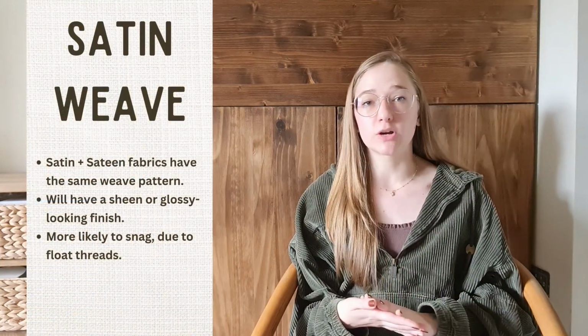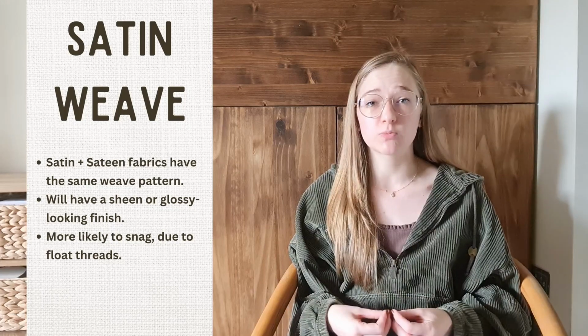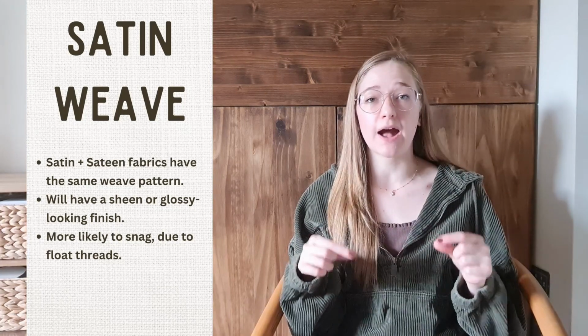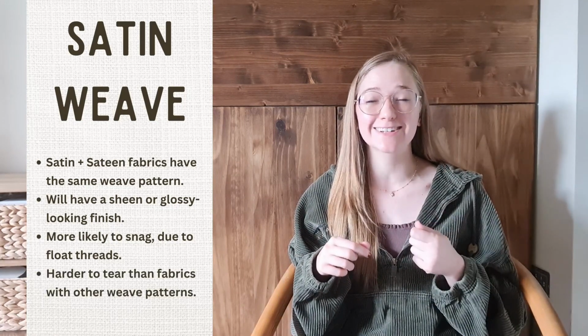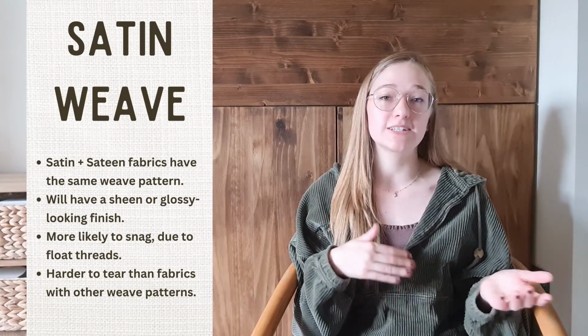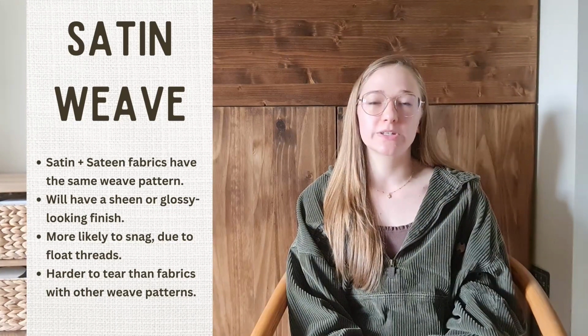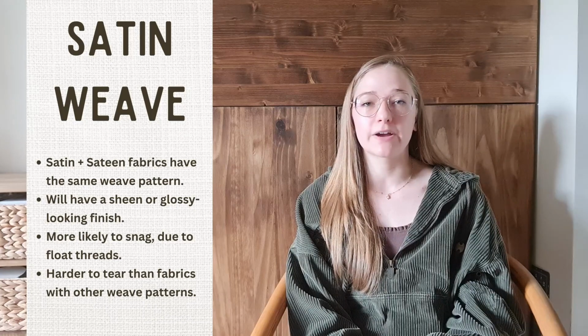The presence of these float threads means that satin weave fabrics are going to be less durable in the sense that they're going to snag much more easily. There's a lot more distance there in the pattern for the yarn to be snagged, but they are going to be less prone to tearing. So there really is a give and take when we talk about durability of different fabrics, because some may be more prone to tearing, but they're less prone to snagging, and some are more prone to snagging, but they're not going to tear as easily. So it's important to know these little factors when you're picking the fabric for your project.